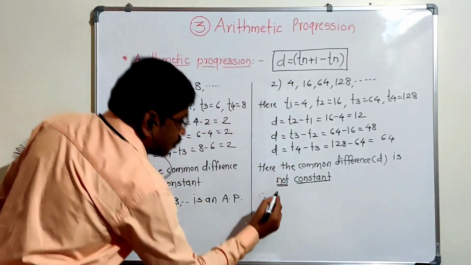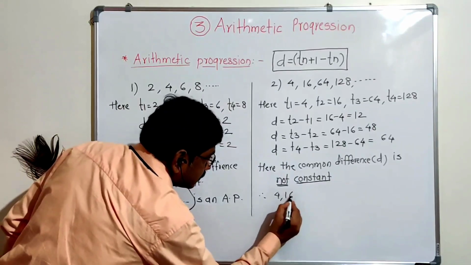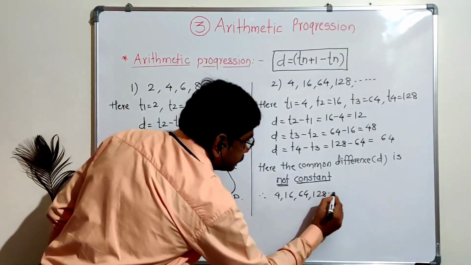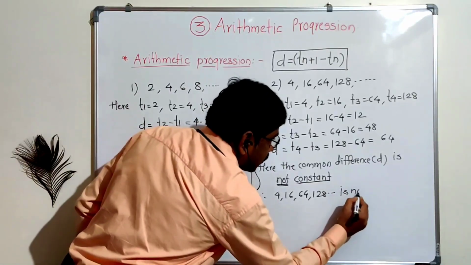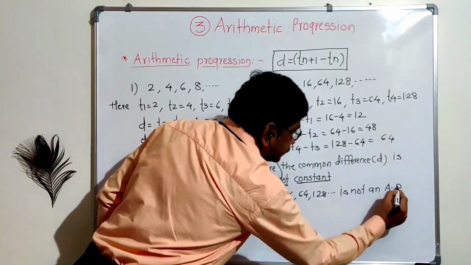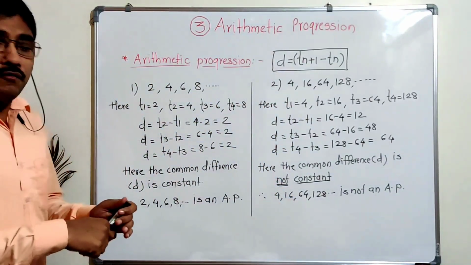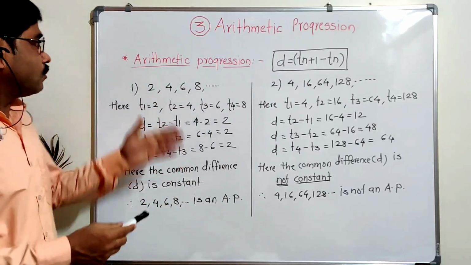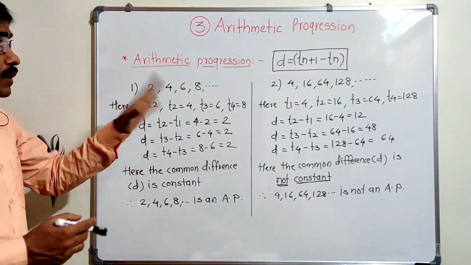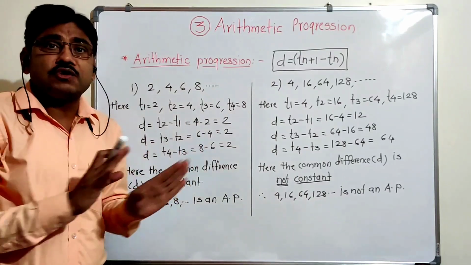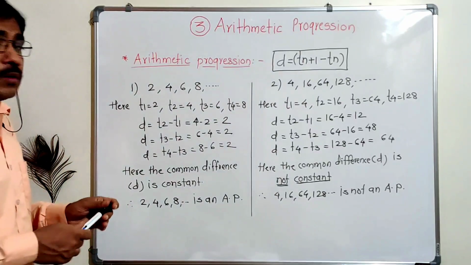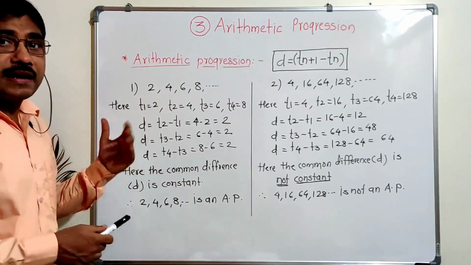And therefore this 4, 16, 64, 128 is not an AP. So in this way, both are sequences. You know, both examples we saw before. So both are sequences, but every sequence is not an AP. So how to decide whether the given sequence is an AP?